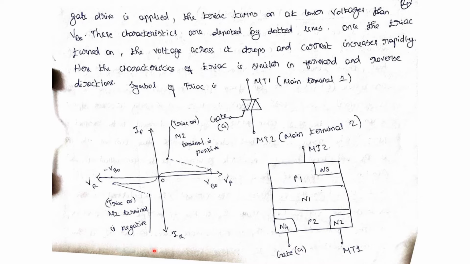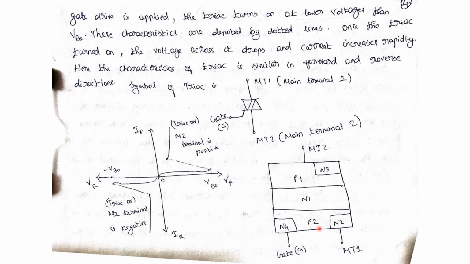This is reverse blocking mode. Once the voltage is greater than the reverse breakover voltage, the triac turns on. This dotted line indicates that whenever the voltage goes higher than VBO, that is the breakover voltage, the triac will be switched on. This is the structure of the triac.